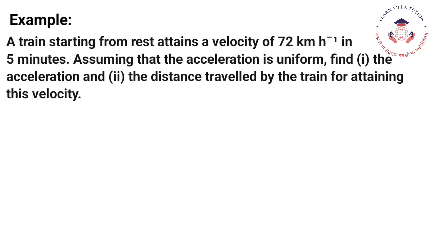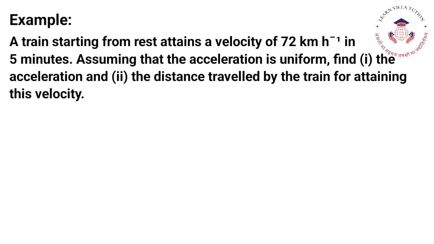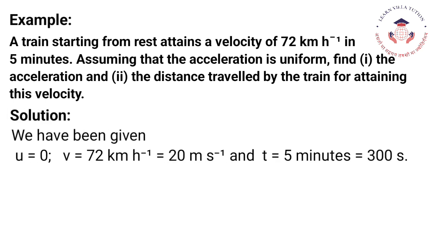Example. A train starting from rest attains a velocity of 72 km per hour in 5 minutes. Assuming that the acceleration is uniform, find the acceleration and the distance traveled by the train for attaining this velocity. Solution. We have been given initial velocity u = 0, final velocity v = 72 km per hour. We change km per hour into meter per second, which is equal to 20 meter per second.